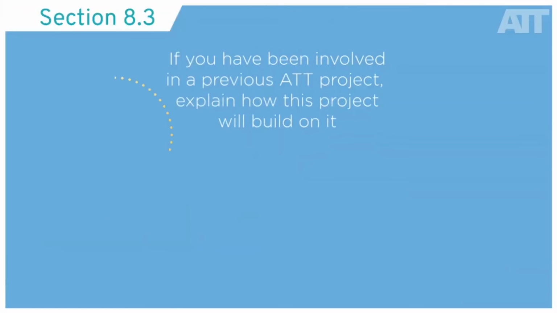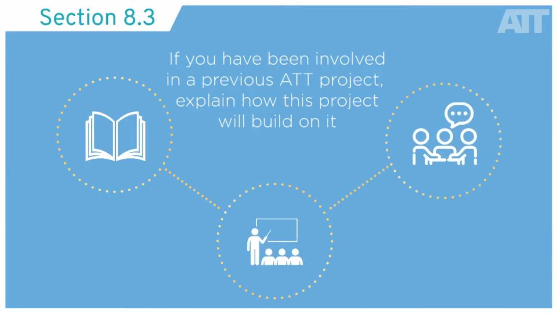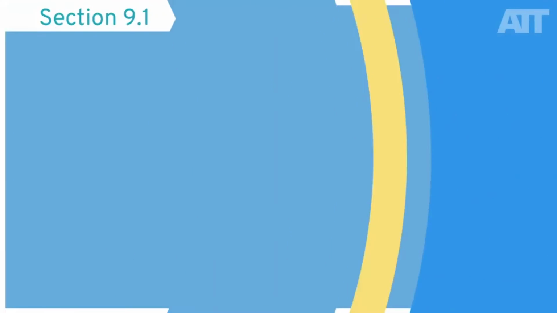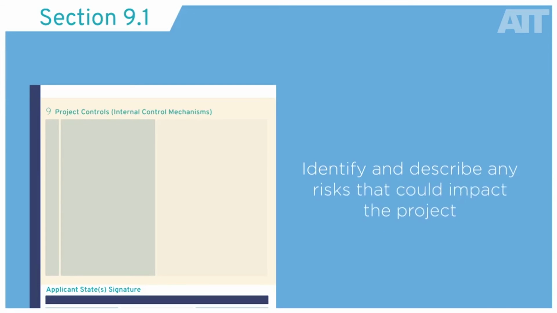If you have been involved in a previous ATT project, then you should explain how this project will build on it in section 8.3. In 9.1, you should identify and describe any risks or uncertainties that could impact the project.